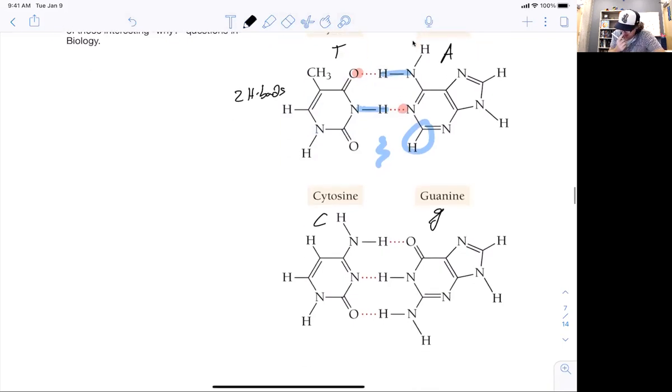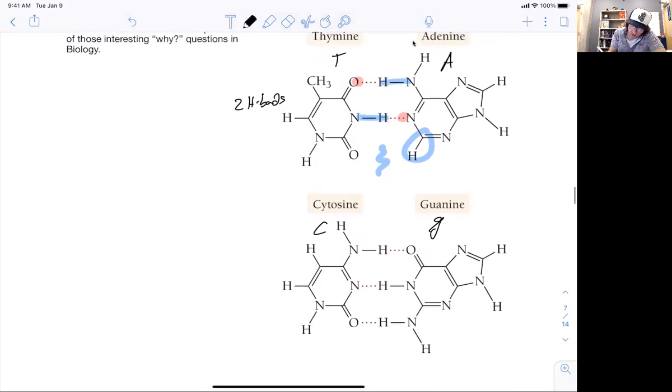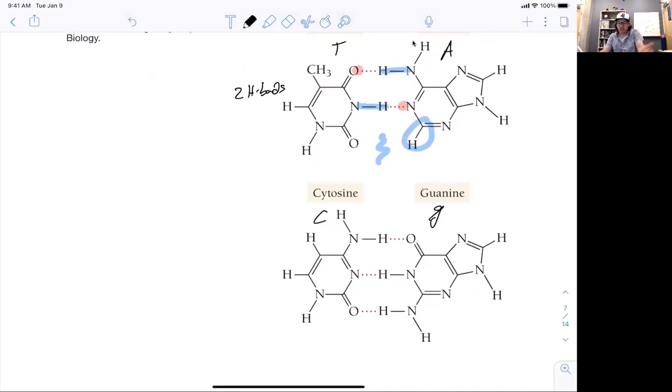And then G's with C's pair up because of three hydrogen bonds. And you can see those there with the dotted lines. And again, you've got a lot of NHs, and you've got those carbonyls with the oxygen having a delta minus, and then also the nitrogen having a delta minus there because of the C-N dipole moment. But it's got three hydrogen bonds.